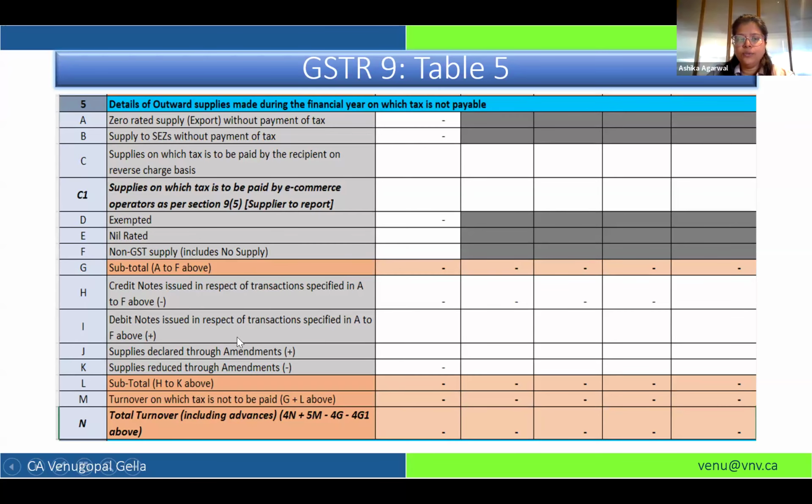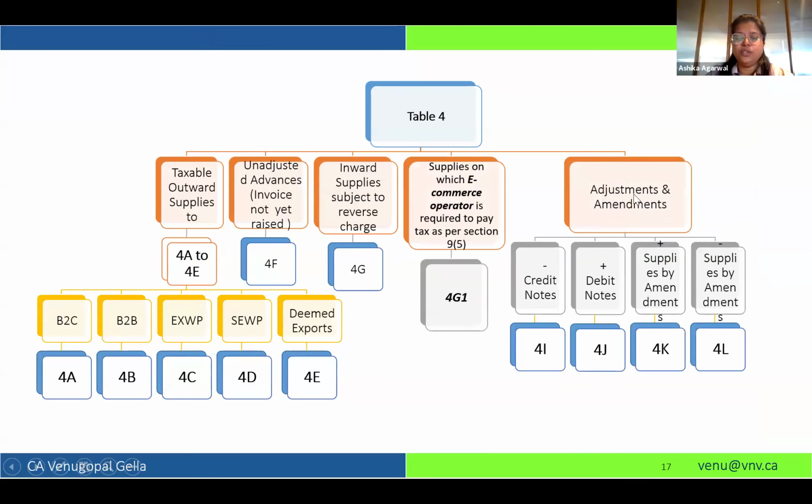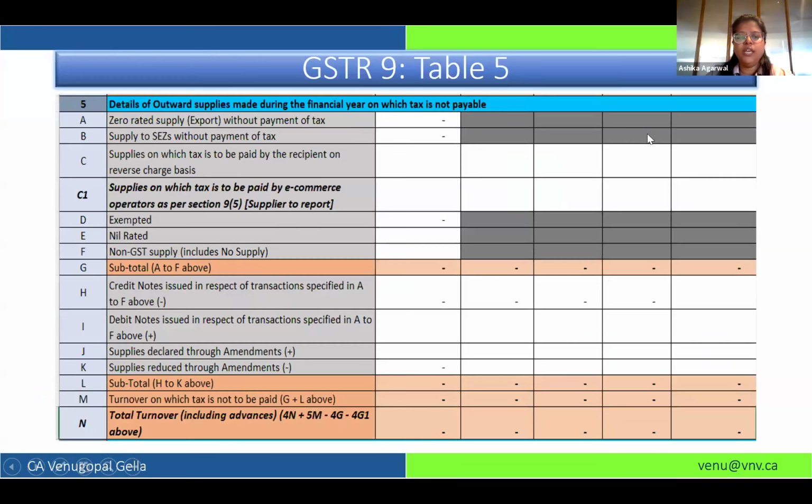Now coming down to 5H to K, this is also given as an optional field, and it continues as an optional field. So they are saying 5H, credit note, debit note, amendment in respect of 5A to F. You can cover the net impact in 5A to F instead of disclosing separately in 5H to K. So these are optional fields. But when I was discussing table 4, I said these are mandatory fields, so you have to fill them in. However, in table 5, you can exercise this optional field and fill the data accordingly.